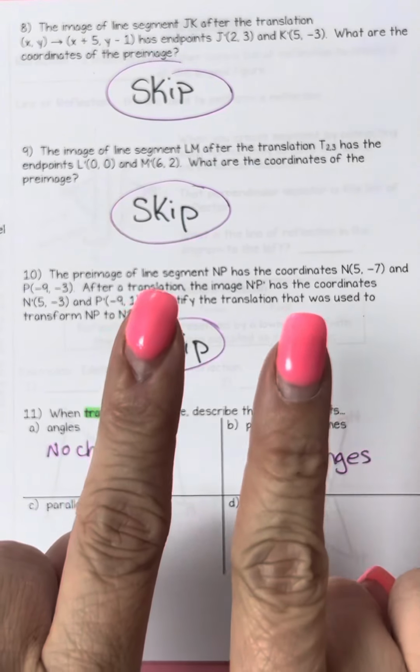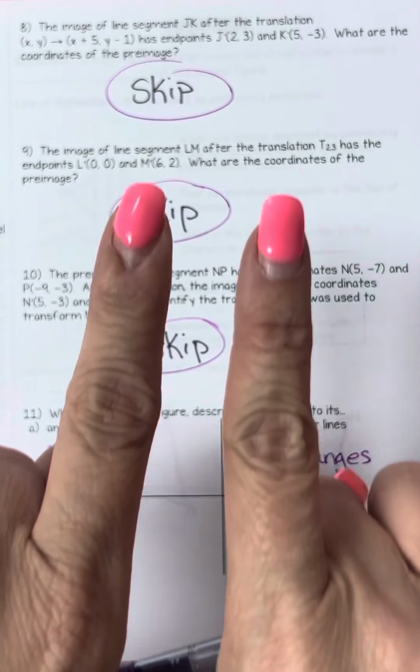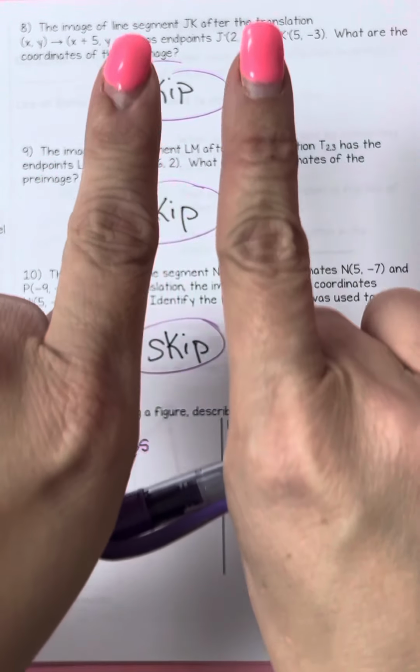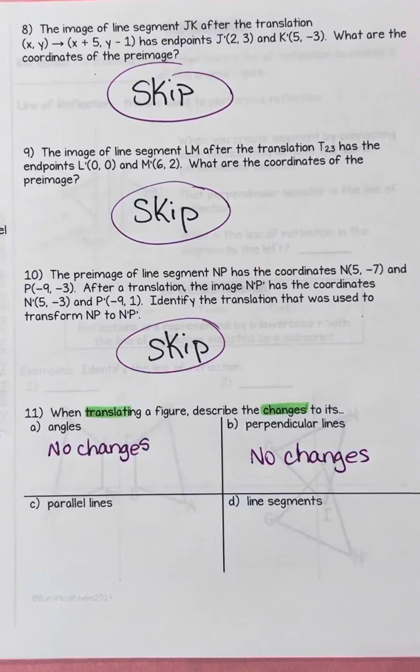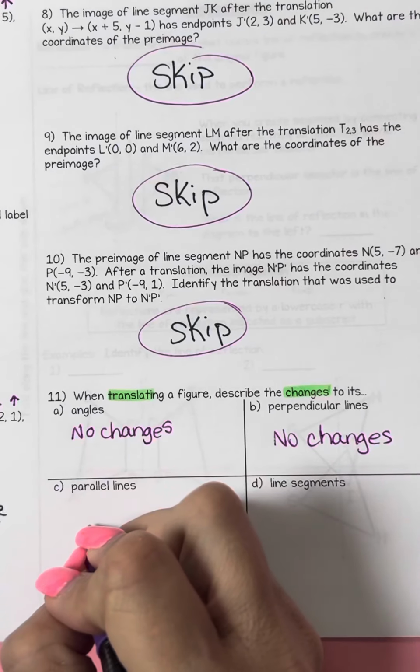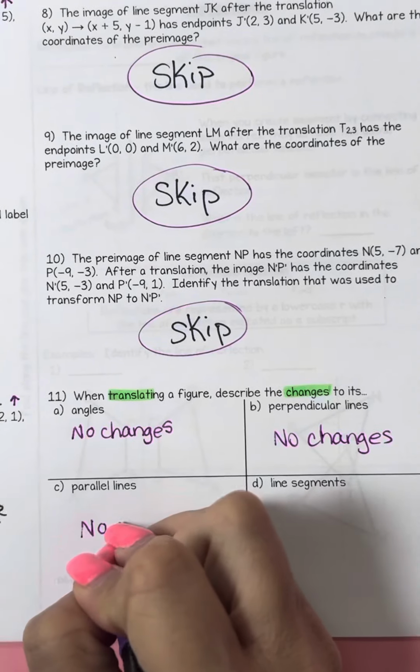Parallel lines, they just look like this, okay? If they're moving left or right, they're not moving apart or together, getting bigger or smaller, they're just sliding around. Also no changes.